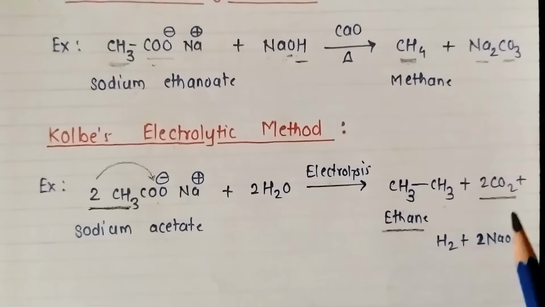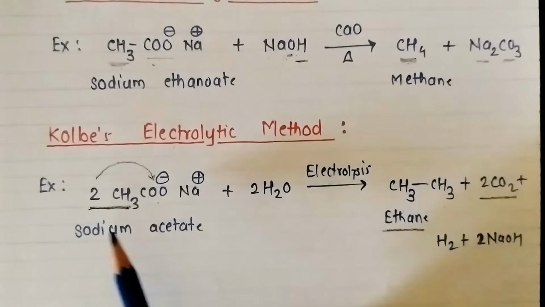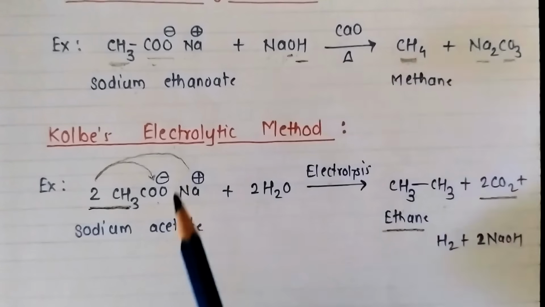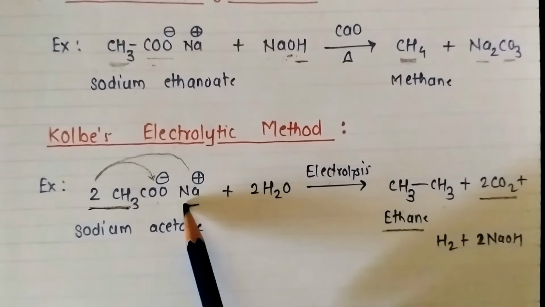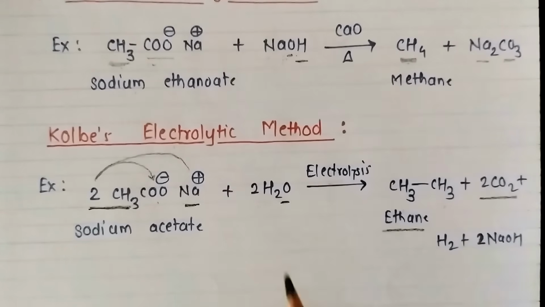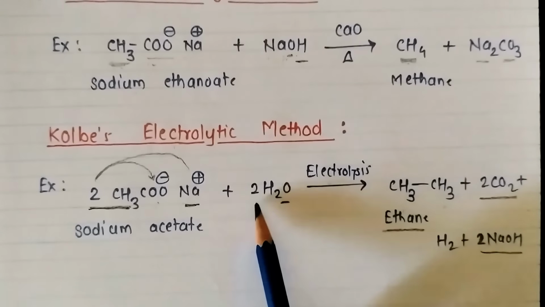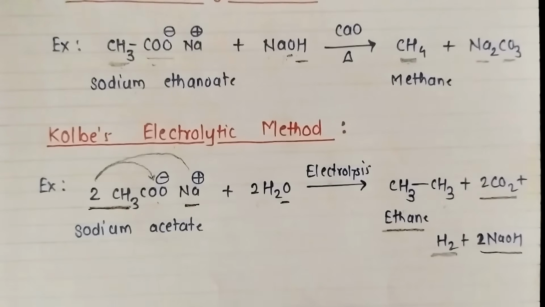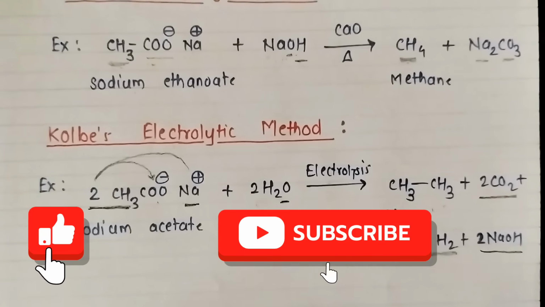Two CO2 molecules are removed. Two sodium atoms and two OH form twice NaOH, and the remaining is H2. In this way we can prepare an alkane from sodium acetate, that is ethane. Here we prepare ethane by Kolbe's electrolytic method. So these are the different methods for the preparation of alkanes.